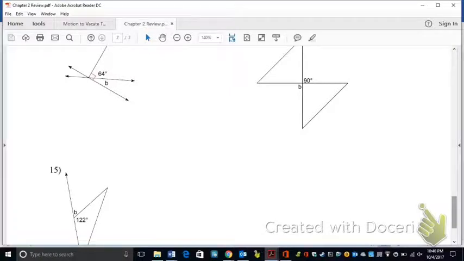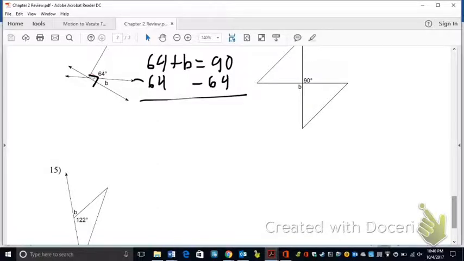13, last two. For 13, we see that they are complementary. They add up to 90 degrees. So we're going to go 64 plus B equals 90. We are going to subtract 64 from both sides, and we get that B equals 26 degrees.